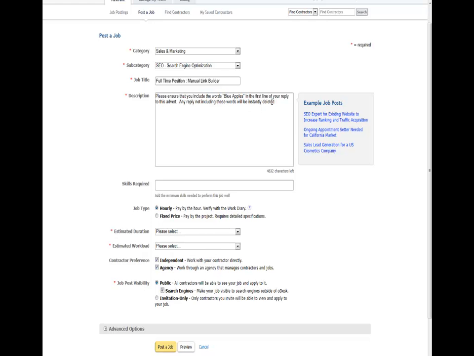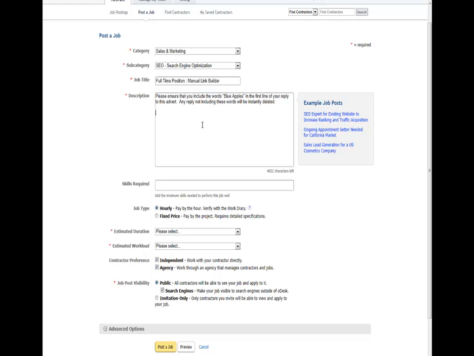Now, why am I doing that? Well, it's very simple. I want to ensure that people are actually reading my advert and they can follow instructions. Because let's face it, if they can't do something as simple as that, then I've got no hope of them being able to build links for me. That ensures that A, they can understand English, B, they can follow directions, and C, they've actually bothered to read what I've put together here.